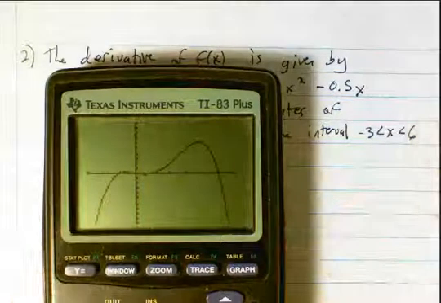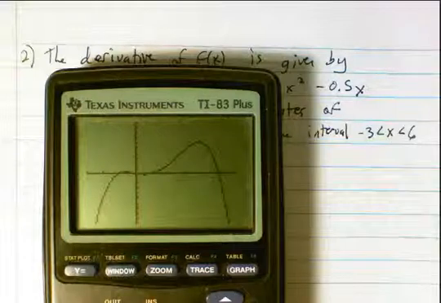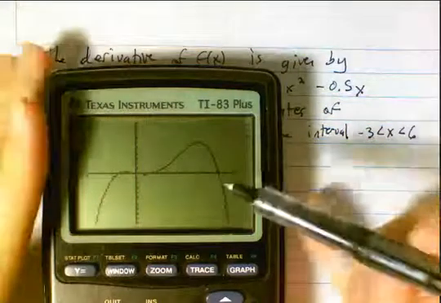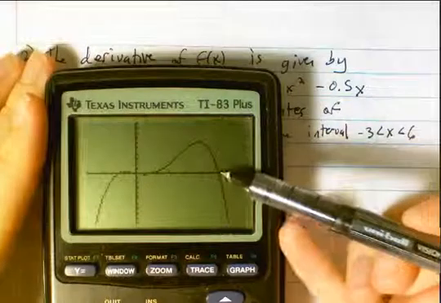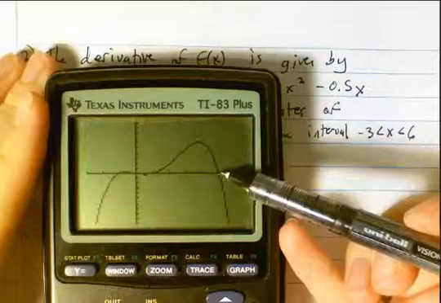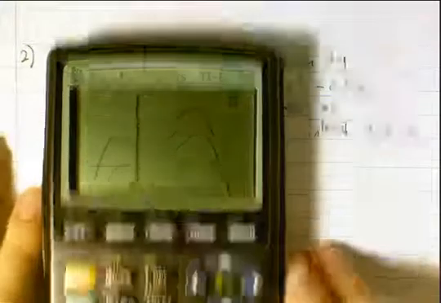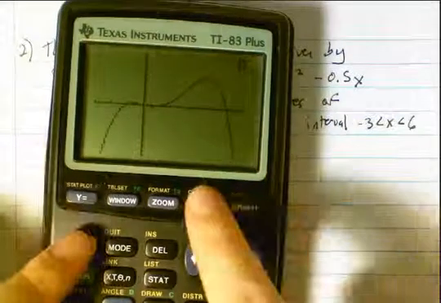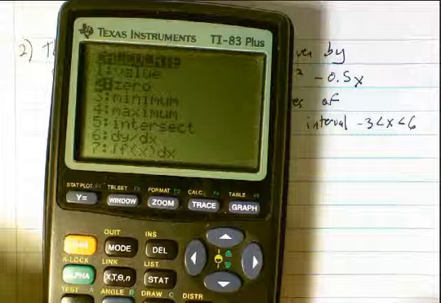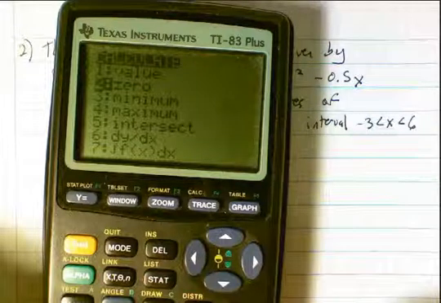Okay, critical values are values where f prime of x is 0 or undefined. So what we want to find is the actual number for x at this point right here where we see that f prime of x equals 0. So we're going to go to second, and then calculate. We're going to look for 0. If you have a TI-82, this says root.